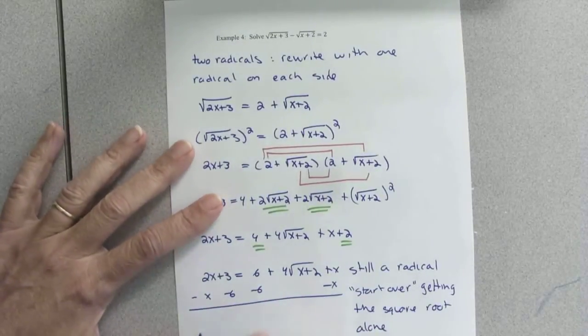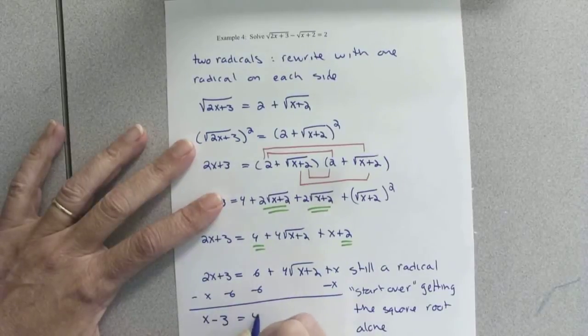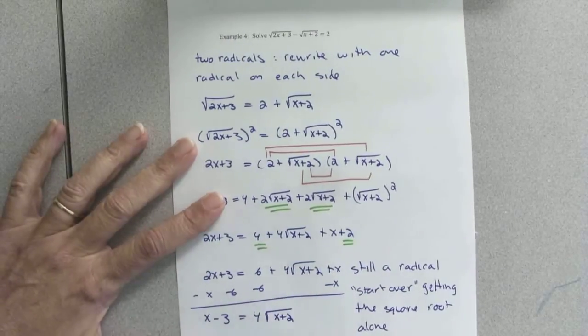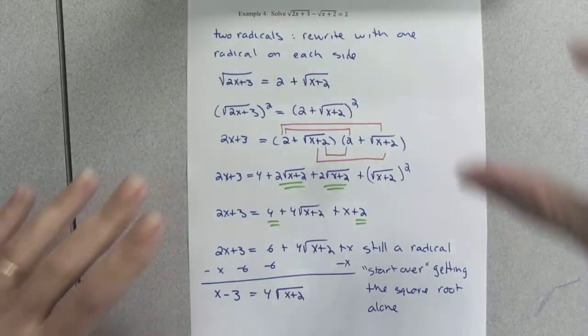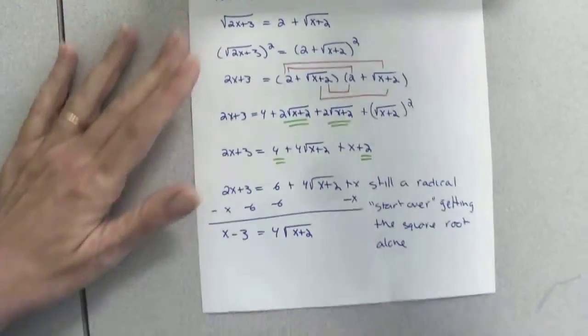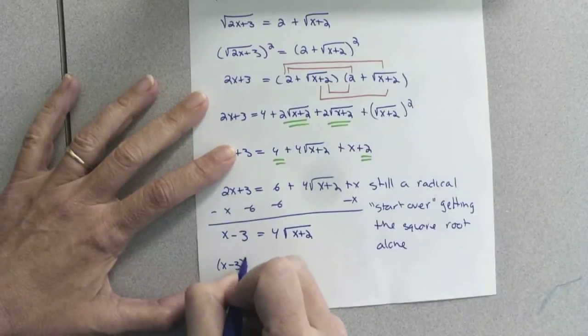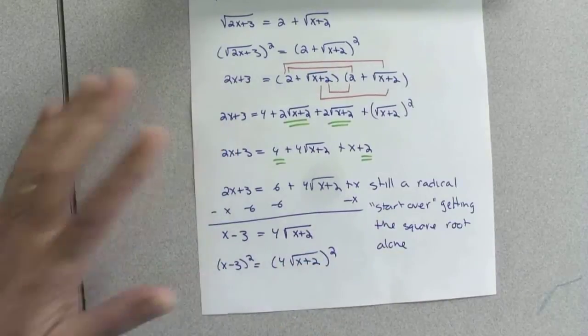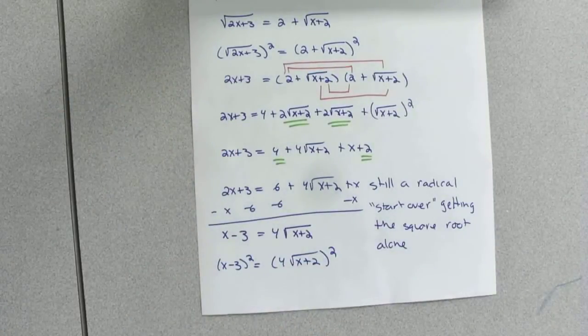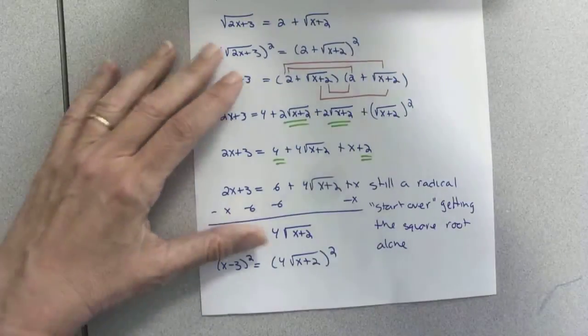I'll subtract the 6 from both sides, and so I get x minus 3 equals 4 times the square root of x plus 2. Now you can leave that 4 there. The coefficient on the radical, you can leave that, and it's best just to leave it, but get the other terms to the other side. And now that that radical is alone, I can square both sides again. And again, you get 1 square per side. You are not squaring each term. You're squaring both sides.